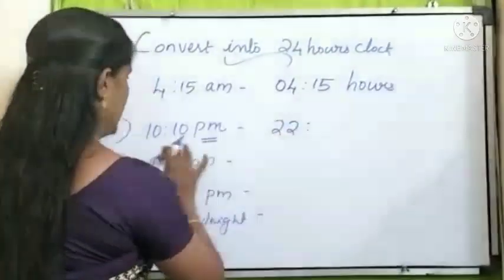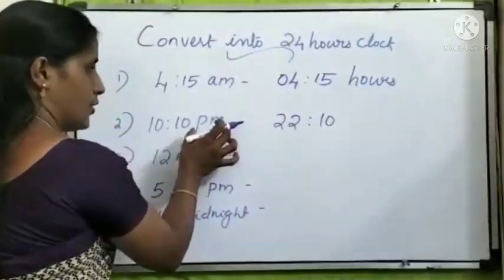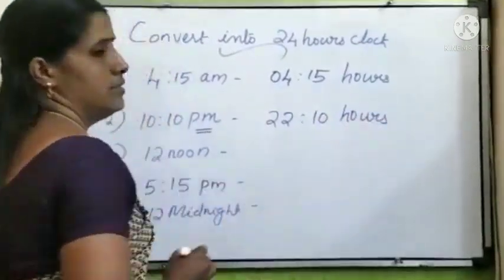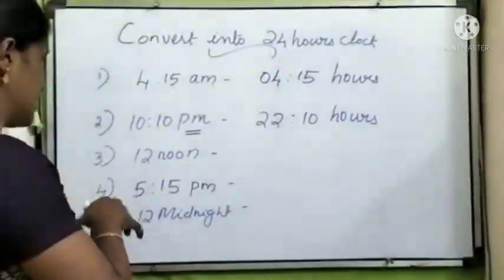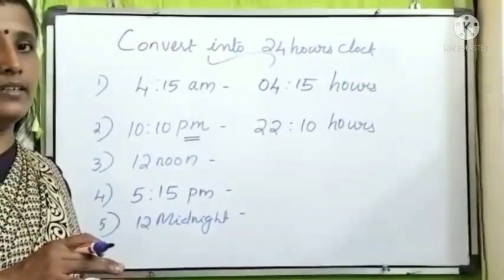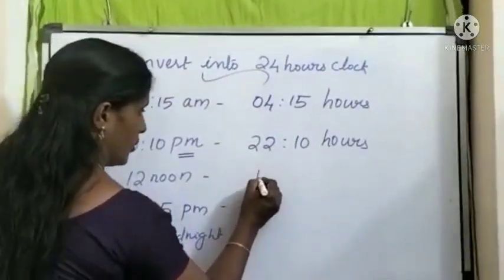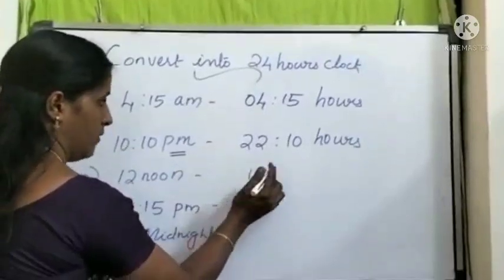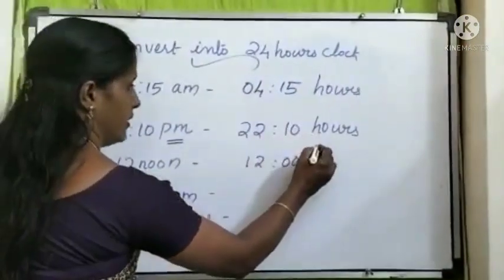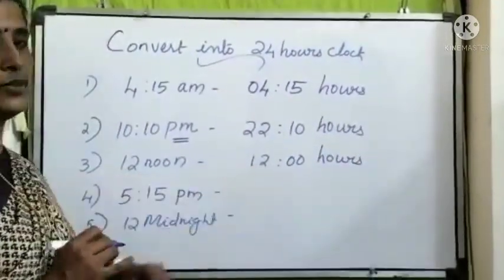22. So, the minute is same. Here, instead of PM, we have to write hours. Understand all of you? Move to the next question. 12 noon. That means, how can we write? 12 noon means 12 hours, 00 minute. And after that we have to write hours. Understand? That means 12 noon.